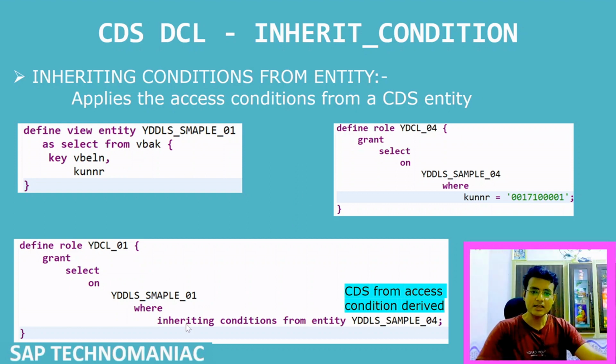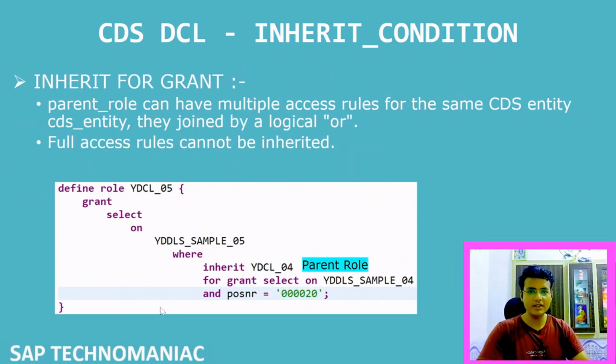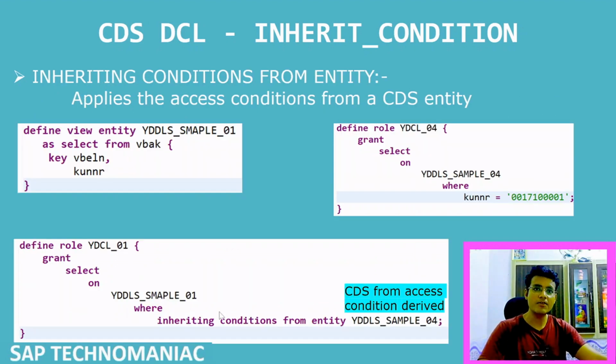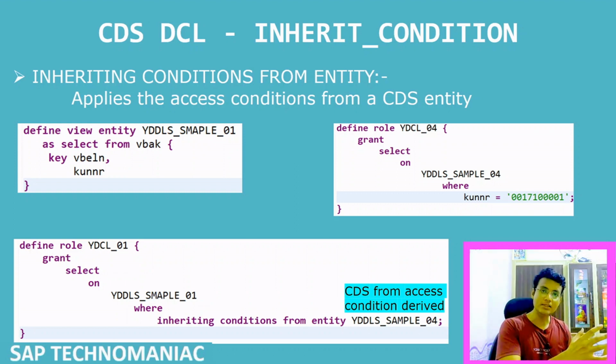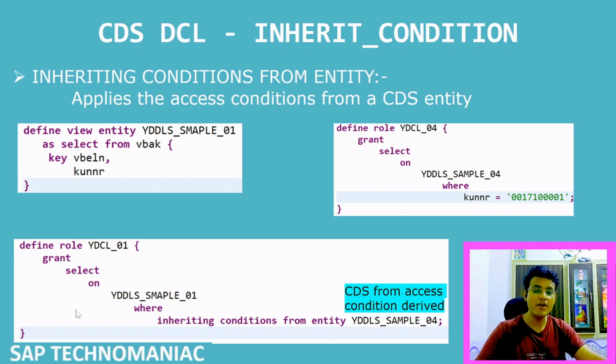The syntax is this: instead of defining it in the role, we put it in the where condition, inherit this particular role for grant select on this particular CDS entity. But in this case, in the where condition, we will inherit the condition from that particular entity. So we write inheriting the condition from entity, and we give the CDS entity name instead of some role name. For this CDS entity, all the conditions of all the roles defined for it will be added here in the where condition.